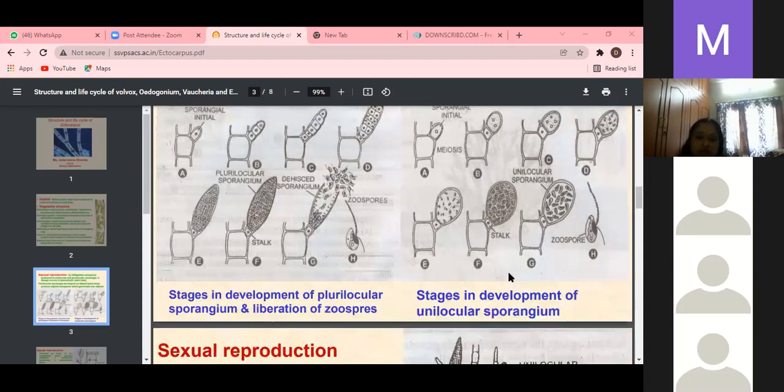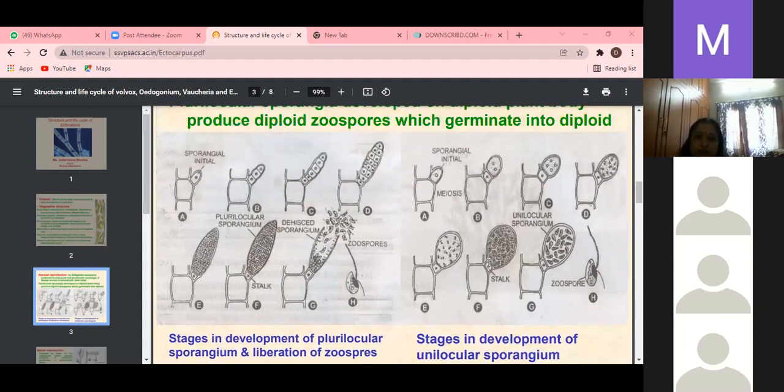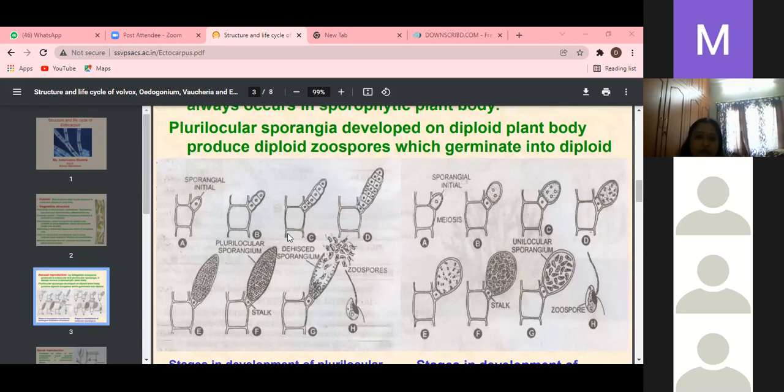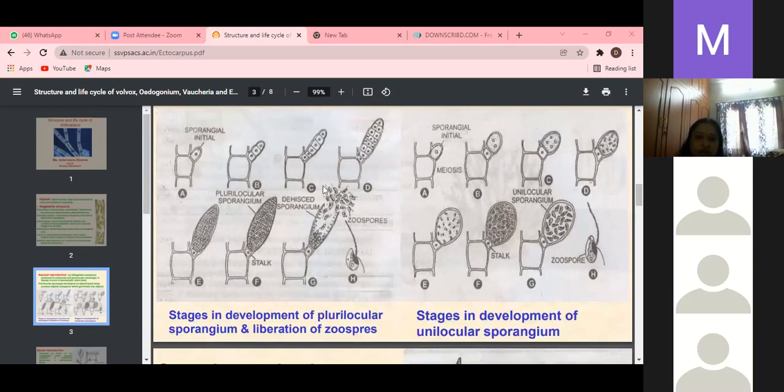This was the development of the unilocular sporangium. What is the plurilocular development? See, this is the plurilocular, where my arrow mark is. Did you understand the unilocular formation? Clear? Yes or no? Yes, ma'am. The second one is the plurilocular, or multilocular, sporangia.